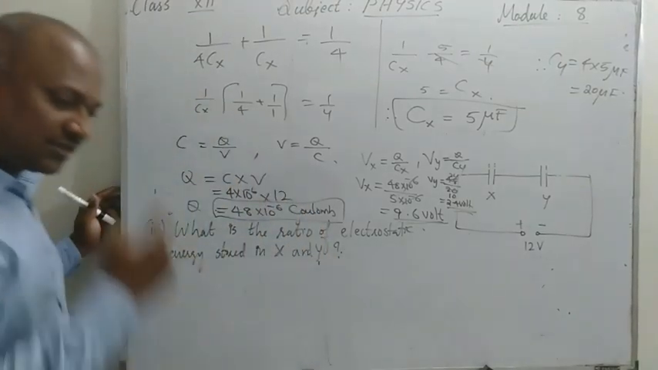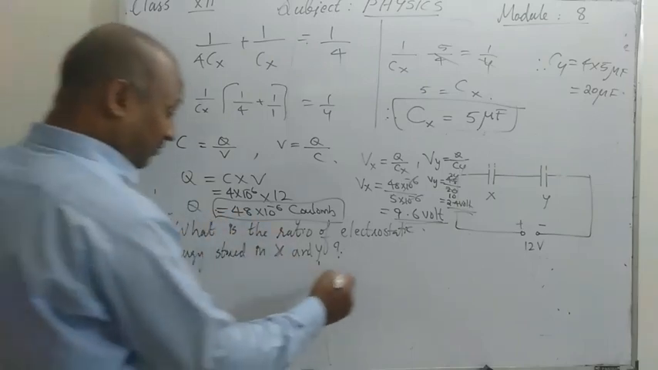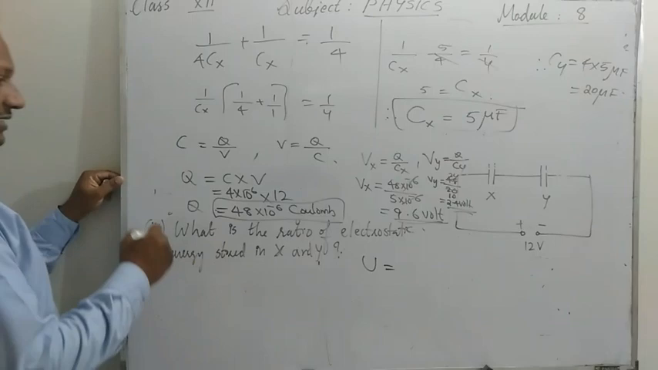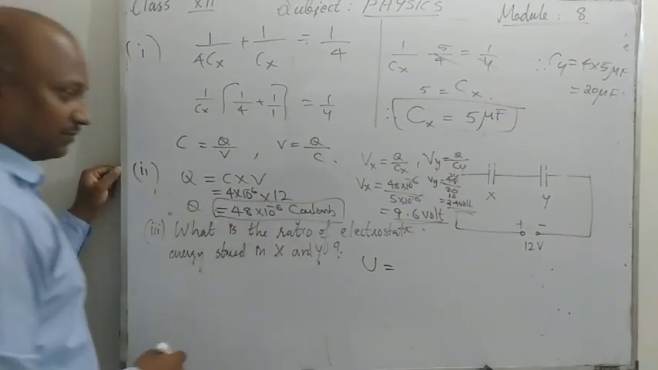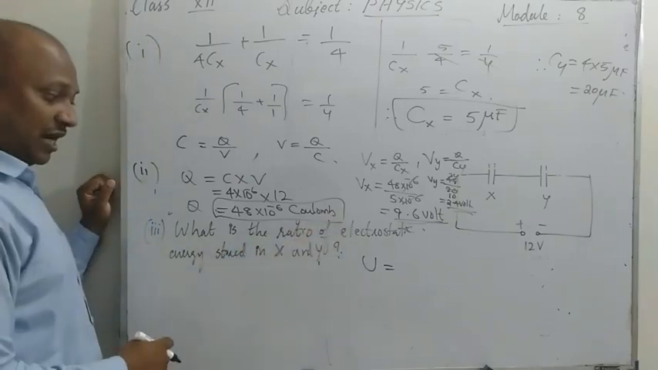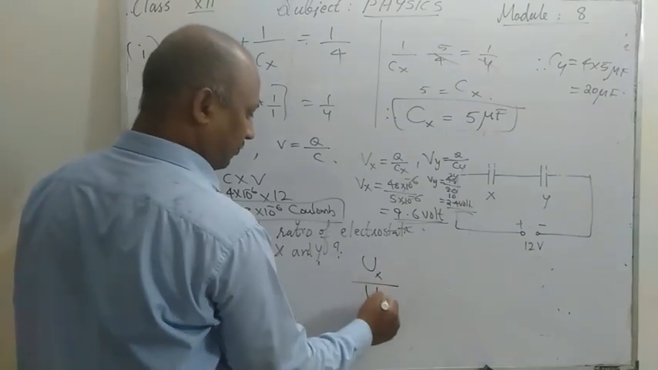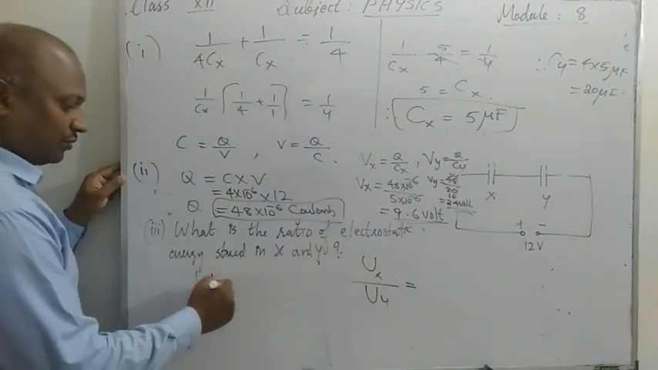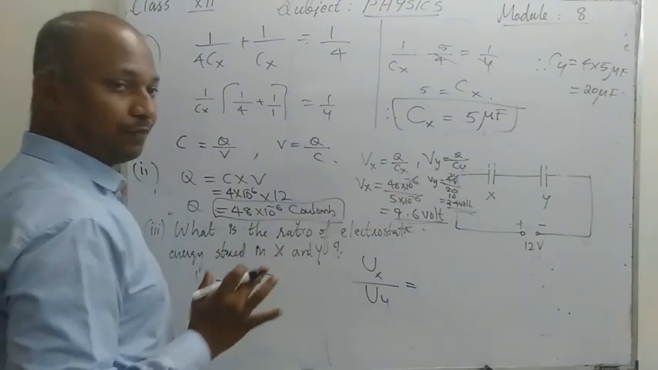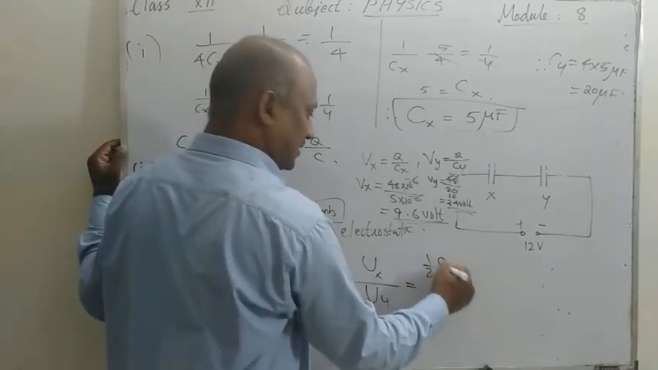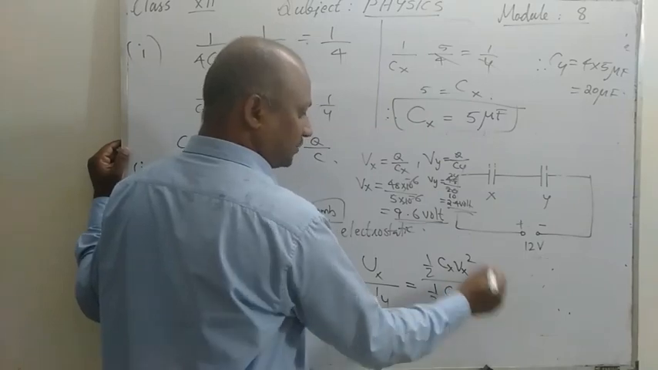So if you want to find the ratio of electrostatic energy stored, what is the formula for electrostatic energy? This is the second part I have done, and this is the first part, and now we are going to do the third part. Ratio of electrostatic energy stored in X and Y. So Ux upon Uy I have to find. But what is U? It is half CV square. So we know what is C and we know what is V. So half Cx Vx square, half Cy Vy square.